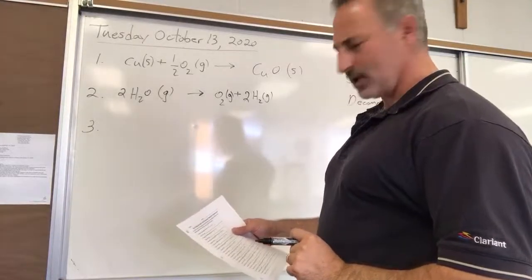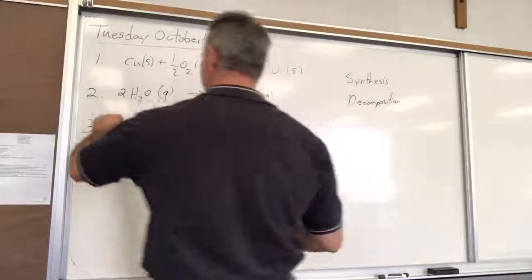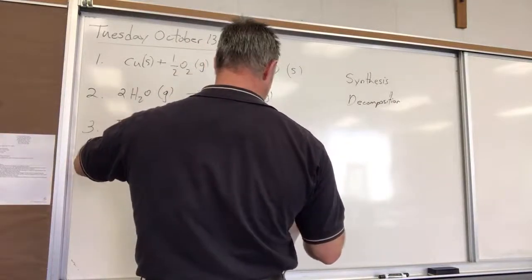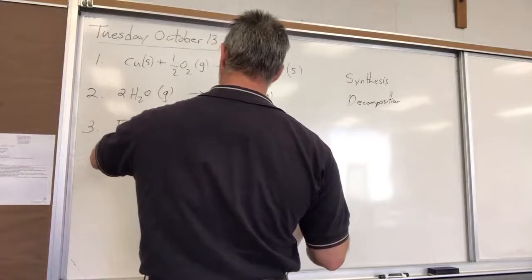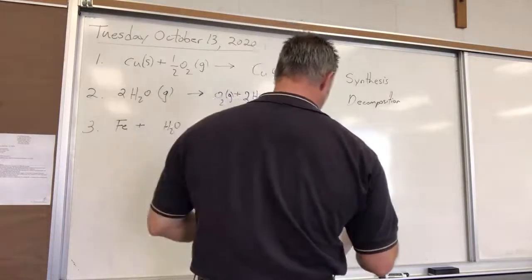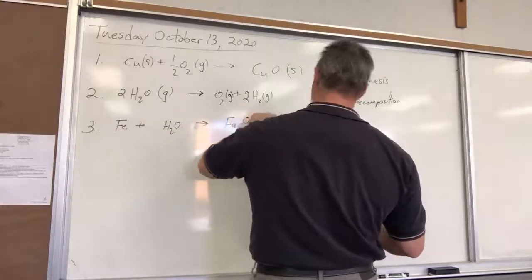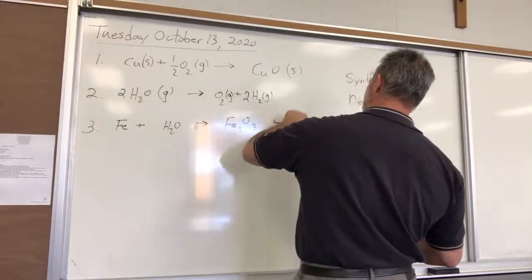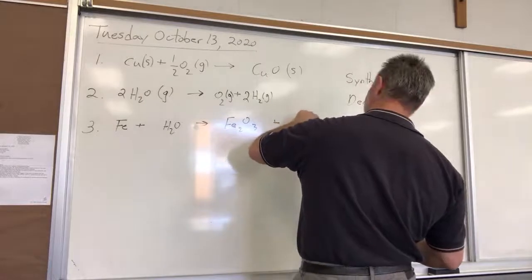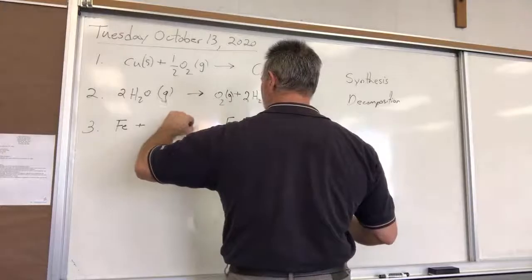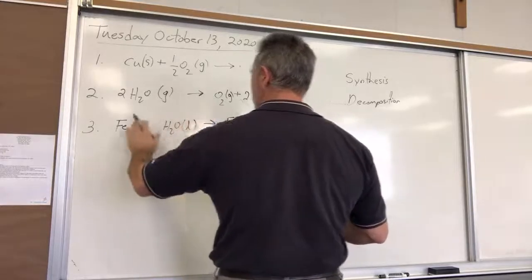The third equation is iron plus water reacting to form iron oxide and hydrogen gas. This will be a solid, this will be a liquid, this will also be a solid.